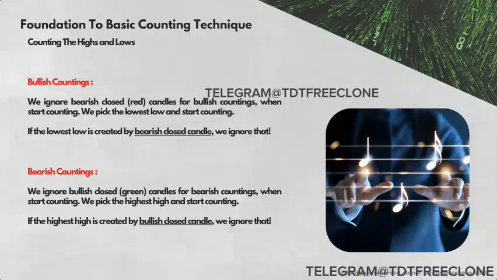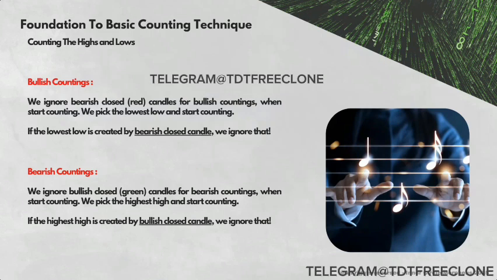Bearish closed candles must be ignored for bullish countings, and bullish closed candles must be ignored for bearish countings. There are some special cases where we don't stick to this rule as exceptions, but please stick to this rule before I teach you more. Study and backtest based on this strict counting rule. This will lead you to understand price swings much better before we dive deep into theory.